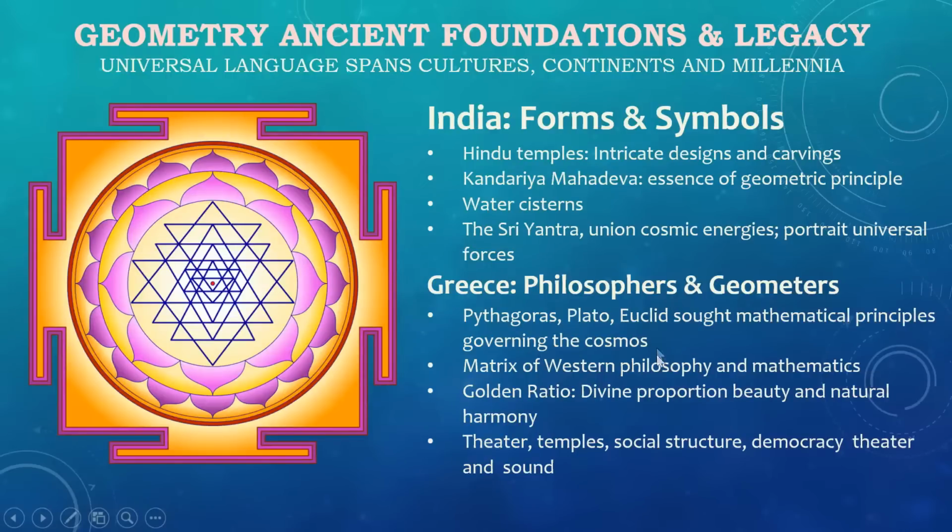From the Greek philosophers, Pythagoras, Plato, Euclid, is the matrix of our Western thought structures. And the golden ratio is formulated through the work of Pythagoras and others. We have architecture of theaters, temples, a social structure, the idea of democracy, and using sound and theater.